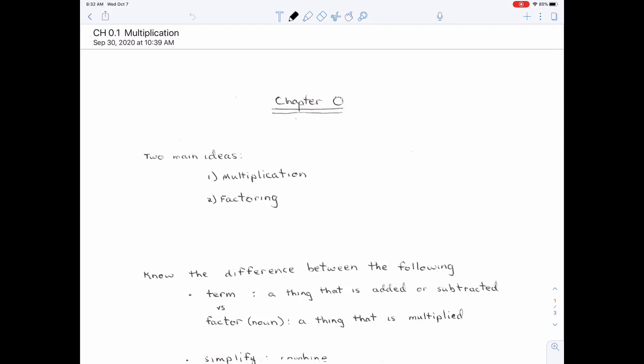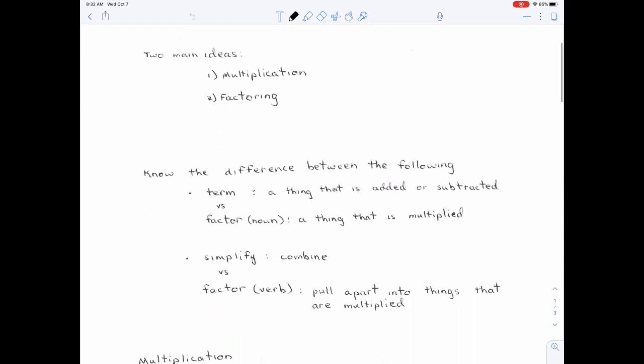Okay, the two ideas in chapter 0 are multiplication and mainly factoring. Again, if you don't know what a factor is, I don't know that I can really help you because I've talked about factors so much it's scary. But I do want to mention something. There's a term, which is a thing that's added or subtracted. A factor is a thing that is multiplied. That's a noun. So when I talk about factoring, that's a verb.